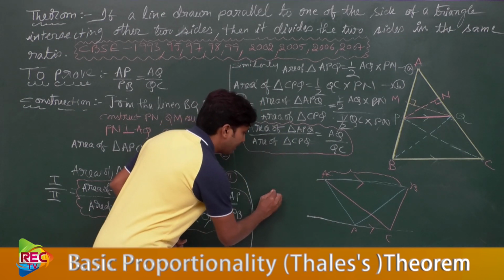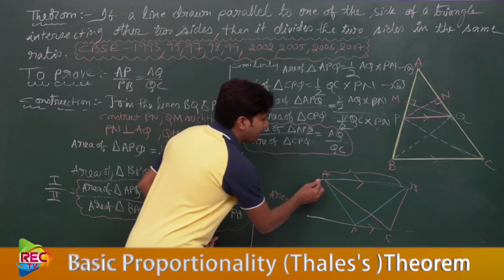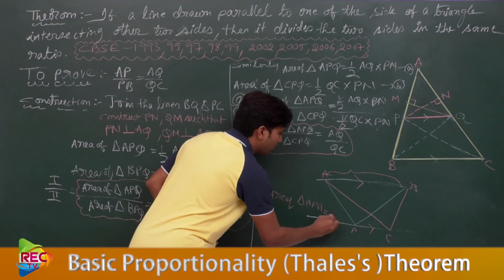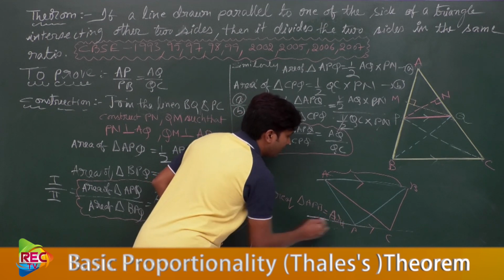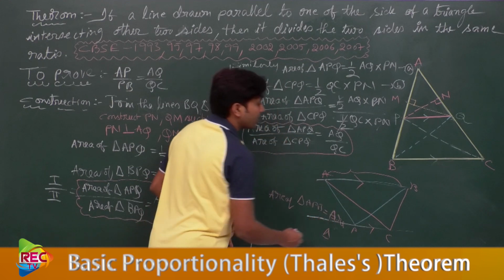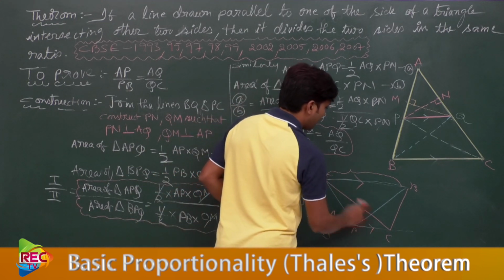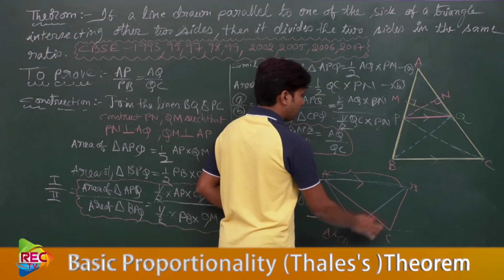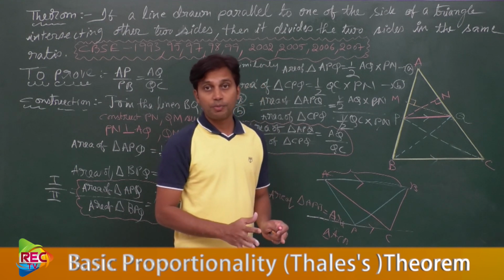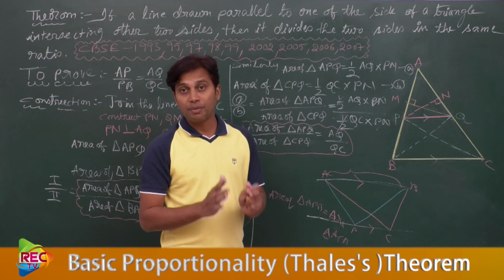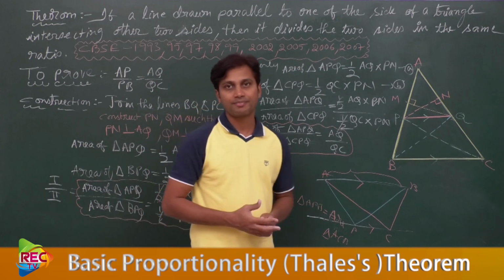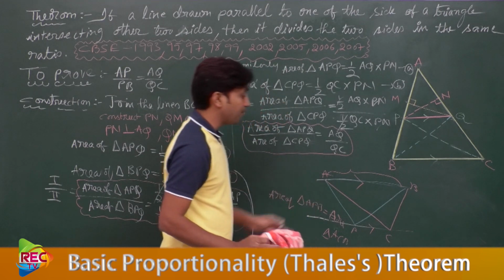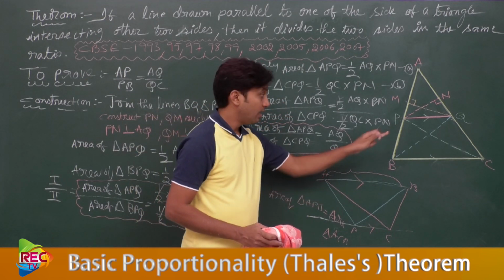So what can we say here? Area of triangle APB equal to area of triangle ACB also. This area is equal to this area. This was the major property we proved in 9th standard in the topic of areas of quadrilaterals and triangles, properties of areas of triangles and quadrilaterals. Understood? So this is a very important property and we are going to apply it here.